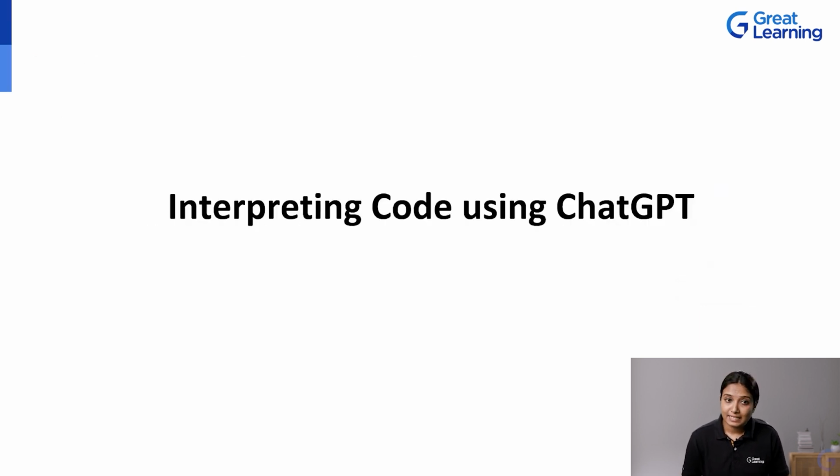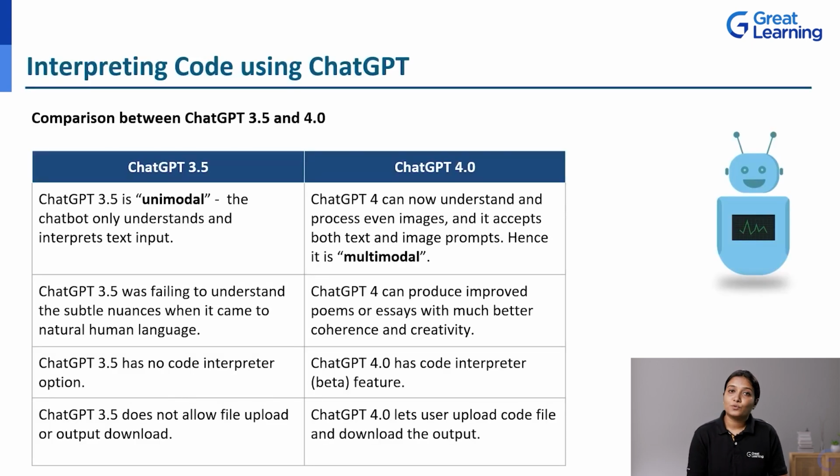Now let's see how we interpret code using ChatGPT, right? Before doing that, we have to compare 2 different aspects, as I told you, the 3.5 and 4 models of ChatGPT. ChatGPT 3.5 is a uni model. The chatbot, version 3.5, only understands and interprets text input. It will interpret the text input only. It is a uni model.